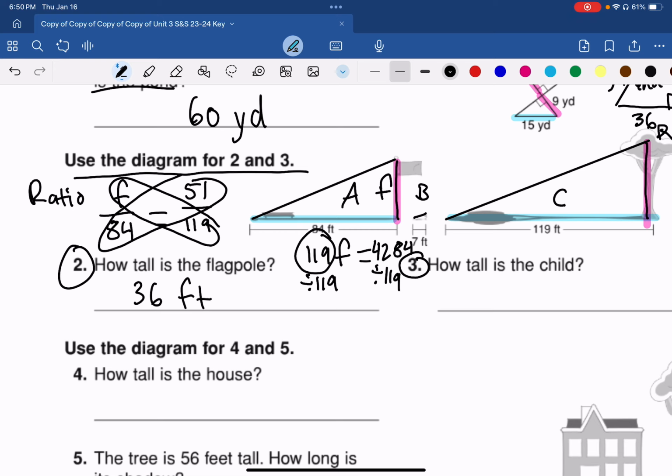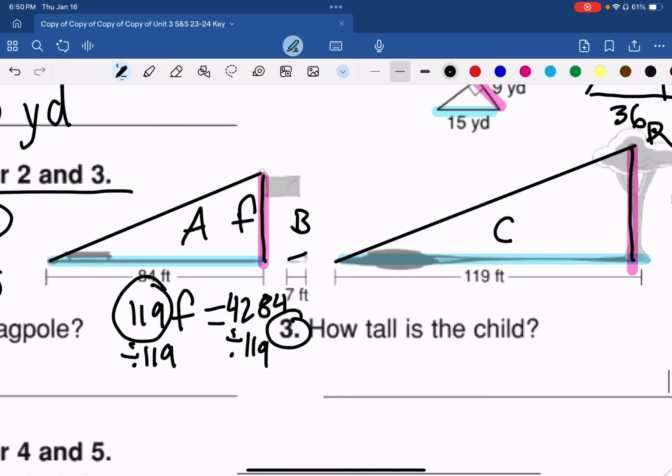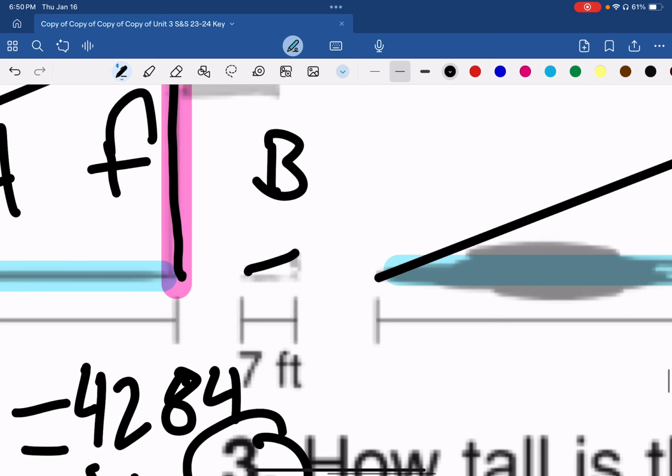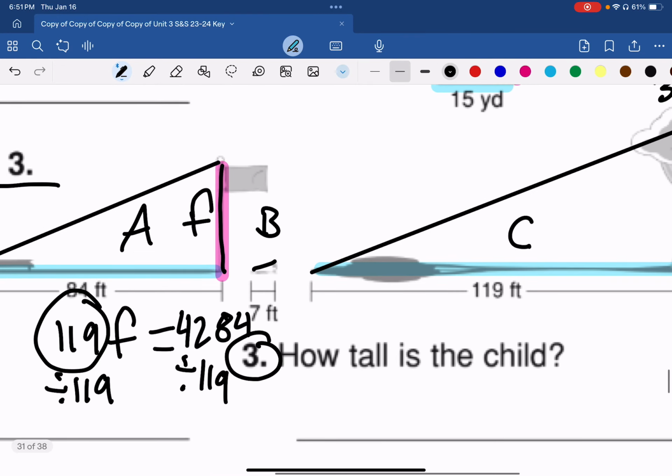Some flagpoles, like at military or public facilities, are actually that tall. I had some comments in other classes that commented on that. Yes, they can be that tall. All right. Next question says, how tall is the child? A lot of people ask, where's this child? It's very, very tiny, because if it's a 36-foot flagpole, obviously a child's going to be smaller. So we need this child right there.